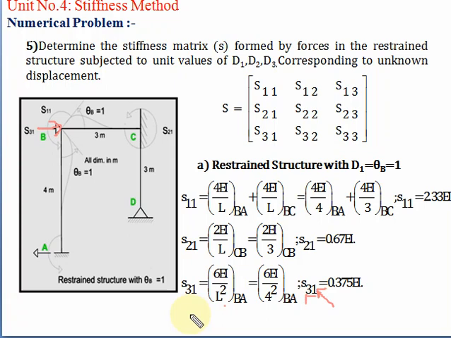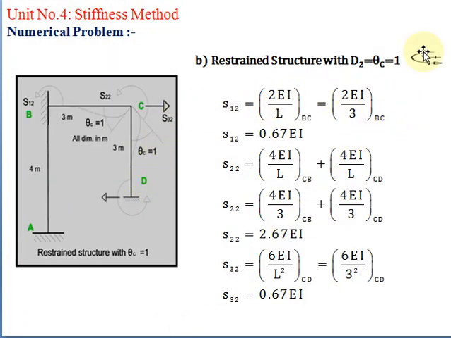Now next, the second unknown is what? Theta C. So we'll apply theta C equal to 1. That means we'll give unit rotation at joint C. And here also there are two members connecting. Which are those? The first one is CB and the second one is CD. So there will be two values. One is CB and the second one is CD. The moment induced due to this unit rotation in this member, in which direction? Anti-clockwise direction.